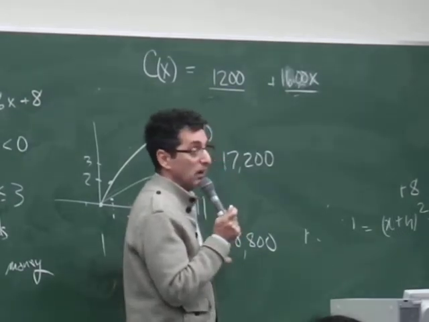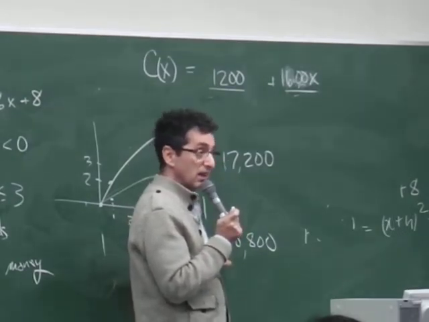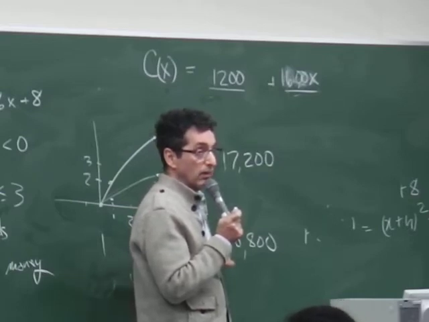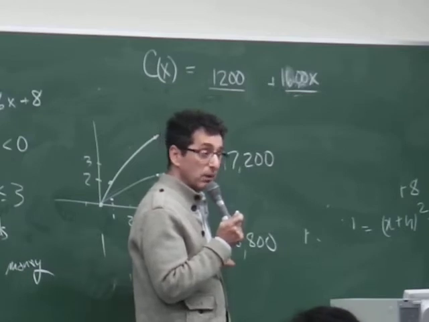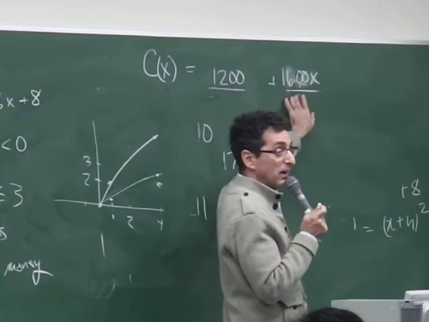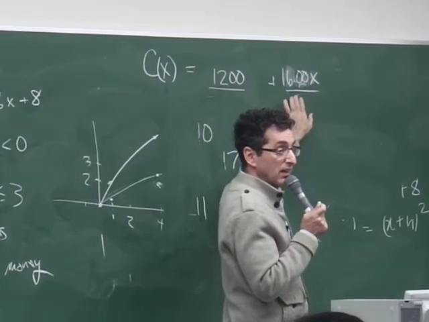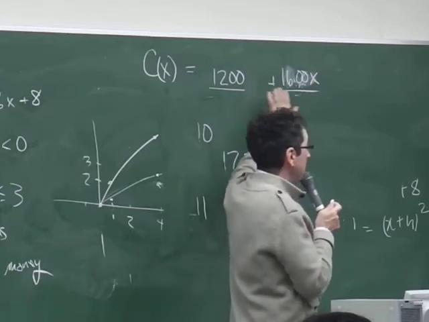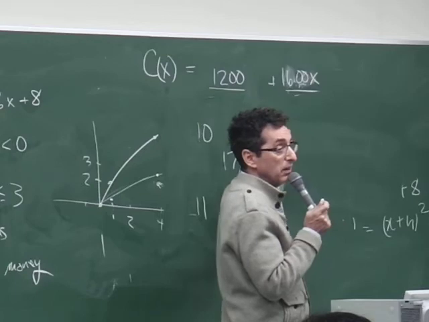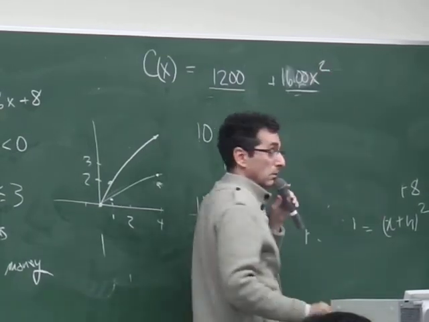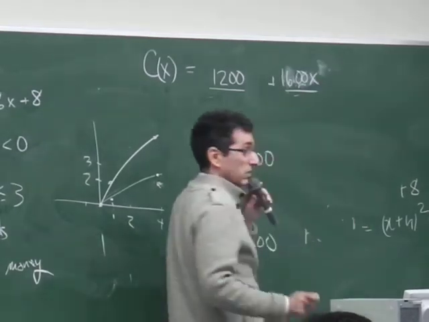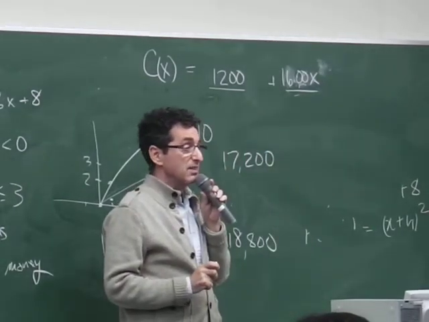So what was the cost of producing one more piano? I went from here to here. How much did I increase? 1,600. So what was the marginal cost of producing another piano? 1,600. Where did that number come from? From here, right? It's the coefficient of x. So the marginal cost is the coefficient of x when you have this linear function. This is a linear relationship. If it was like this, it wouldn't work anymore. But it's not like that. It's like this. So it works.